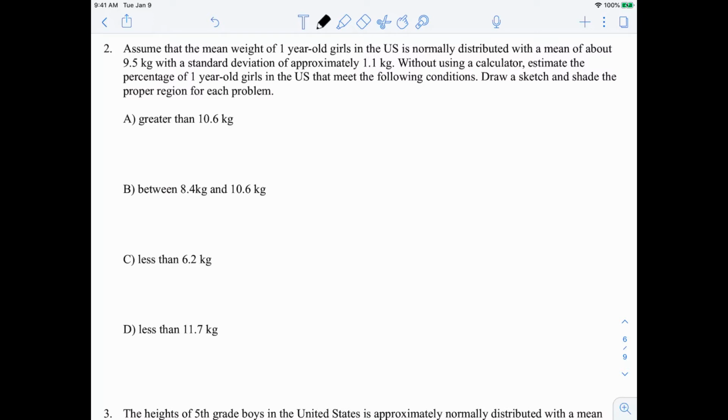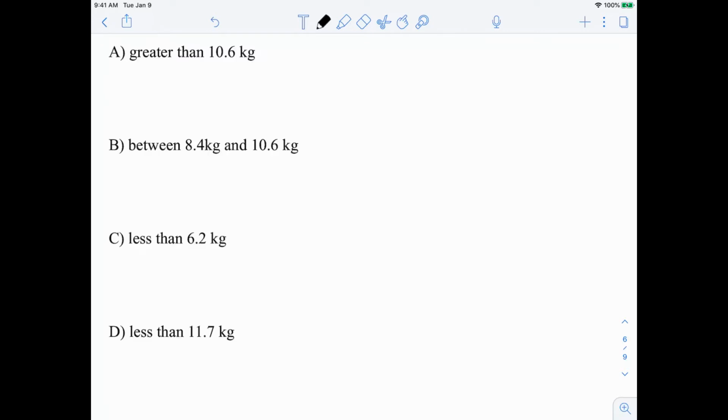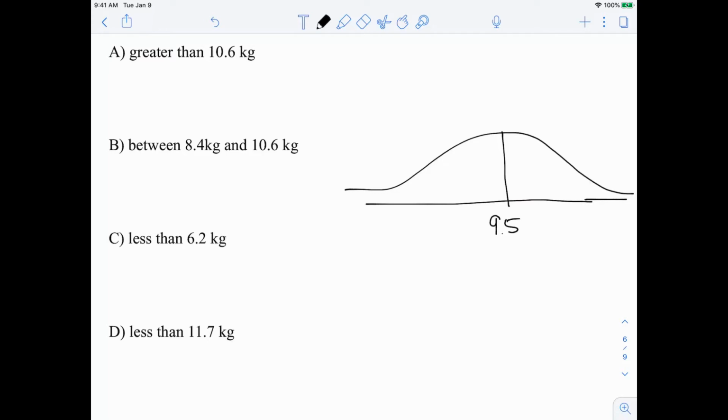We want to draw a sketch and shade the proper region for each problem. Before I do A, B, C, and D here, I'm actually going to sketch the overall distribution of this data. So I'm drawing my normal model. The mean goes in the middle, which was 9.5. And then I'm going to sketch what 1, 2, and 3 standard deviations above the mean would be, as well as 1, 2, and 3 standard deviations below.